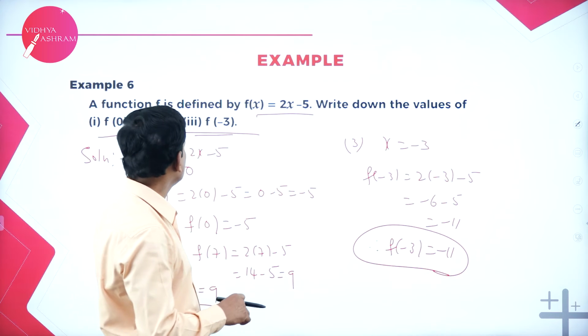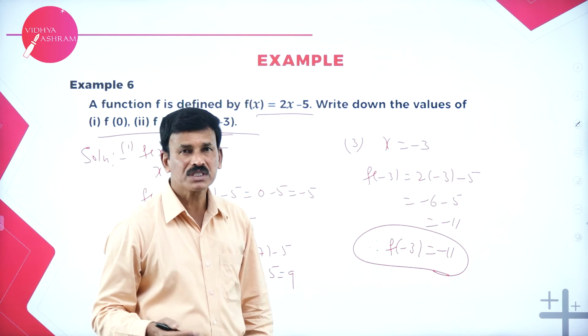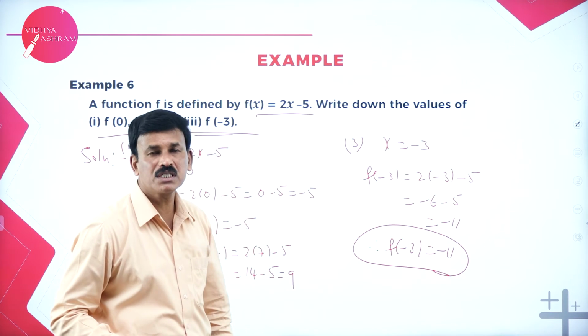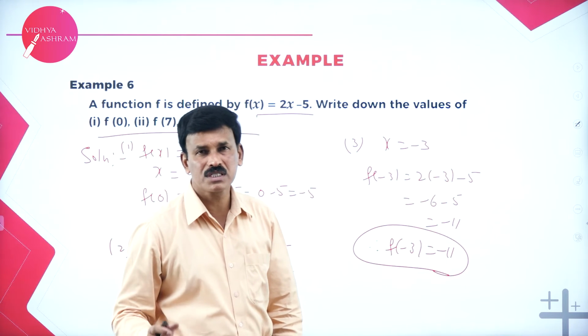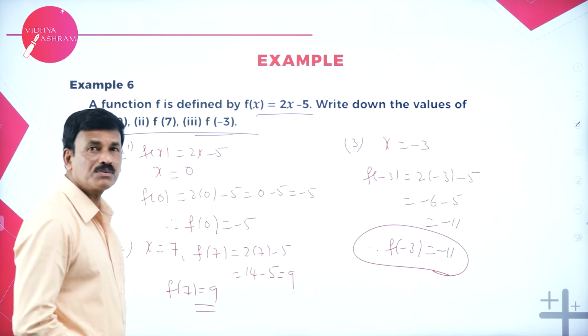Put x is equal to 0, 7 and minus 3 in the given equation 2x minus 5, and you will get the answer. That's it. Very simple problem. Now, let's come to the next problem.